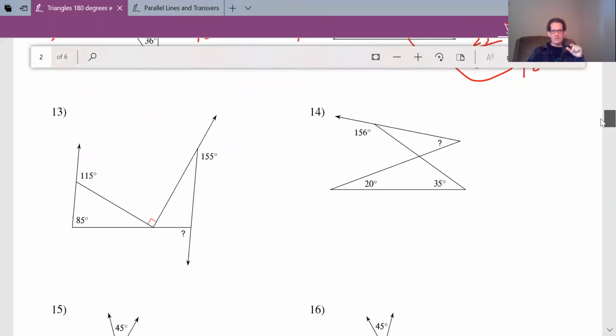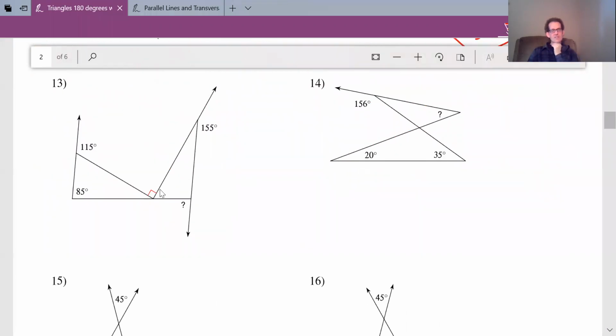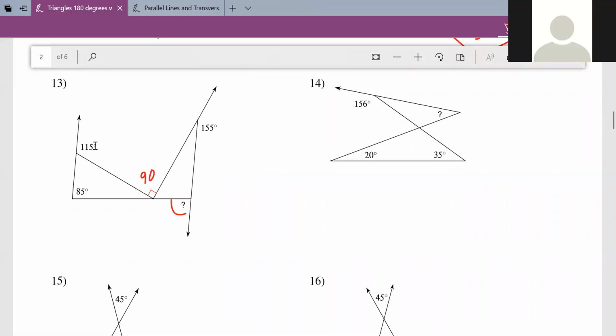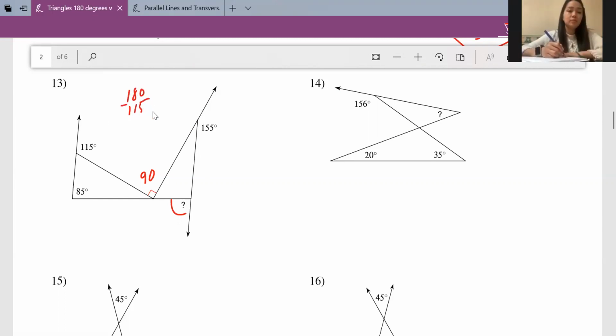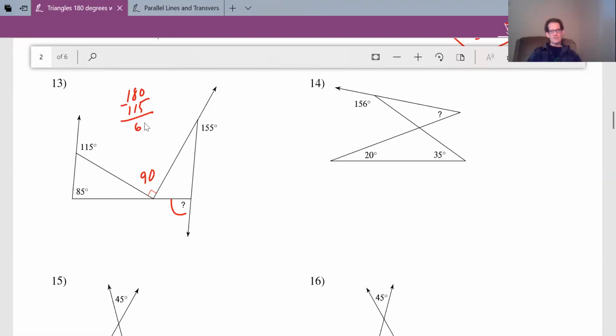Okay, let's scroll down, look at these. Okay, so again, this little square right here means that that's a 90-degree angle. And I want to get to this angle, which is external. It's outside both of these triangles. So I'm going to use what I know first. I know this is 90, right? Okay, and I know if this is 115, this straight line right here is 180. So I'm going to start by subtracting 115 from 180. And I know that that's going to be 65. So this little angle in here is going to be 65 degrees.